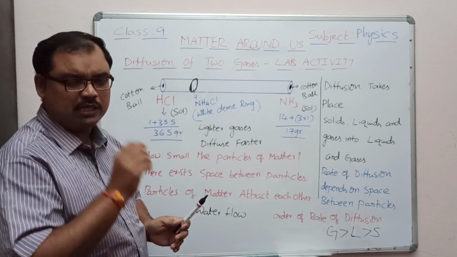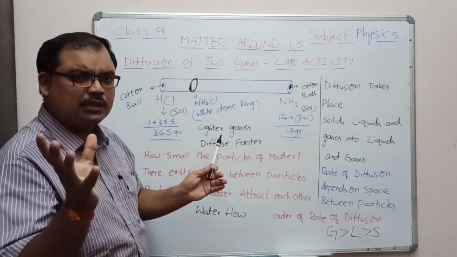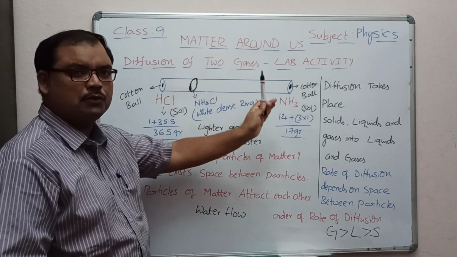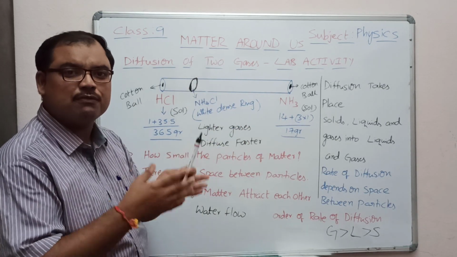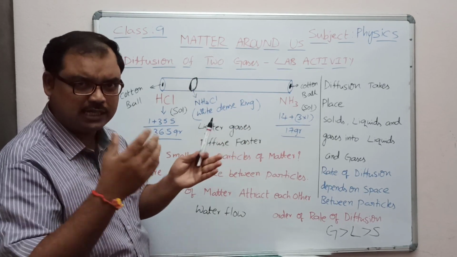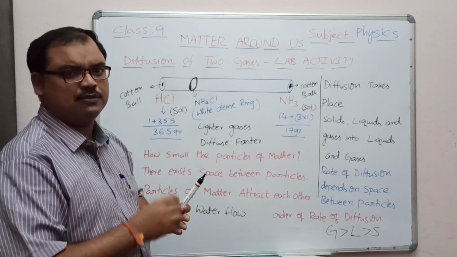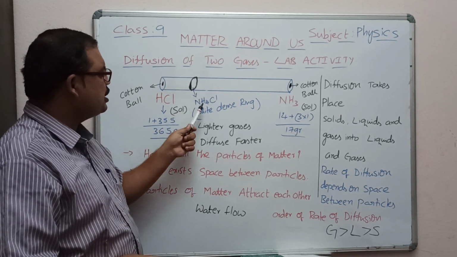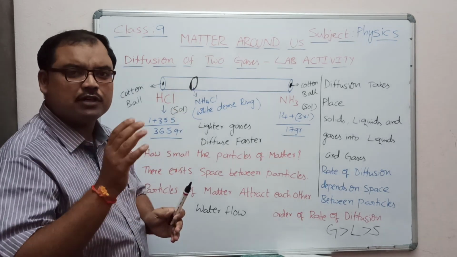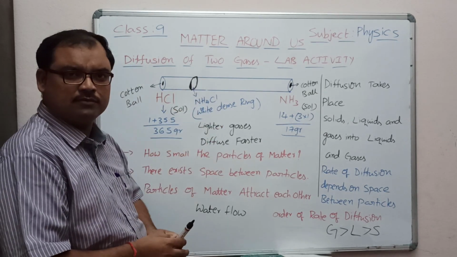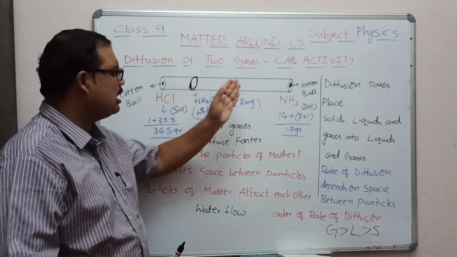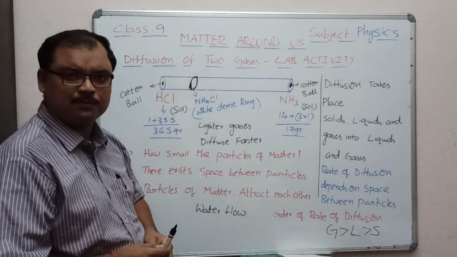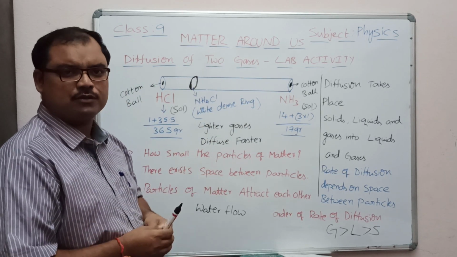That is point number 1. So we can conclude that both gases diffused together. Diffusion of two gases has taken place. That is conclusion number 1. The second conclusion is that when you observe the position of this ring, it's not exactly in the middle. It is close to HCl and far from ammonia. Why did it happen so?